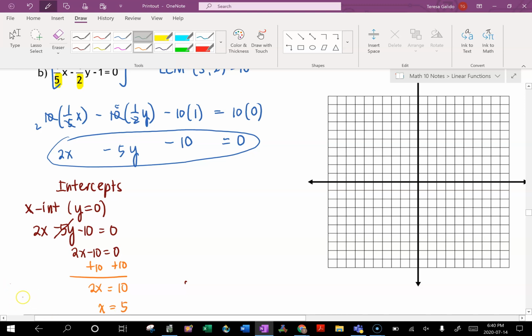So what does that mean? When x is 5, y is 0, or your graph crosses the x-axis at 5. So 1, 2, 3, 4, 5. This is our point (5, 0).